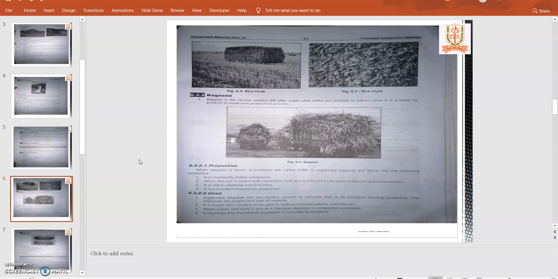So the remaining part will be discussed later on. Here the images show the rice husk. You can thoroughly see this. These are the images of rice husk. So the remaining part we will discuss later on.